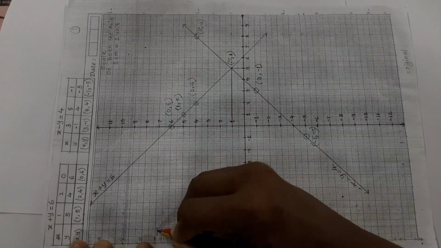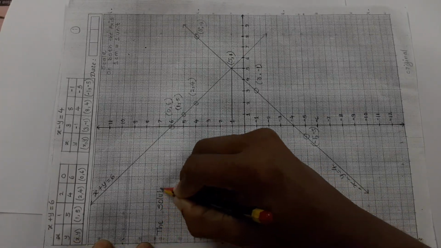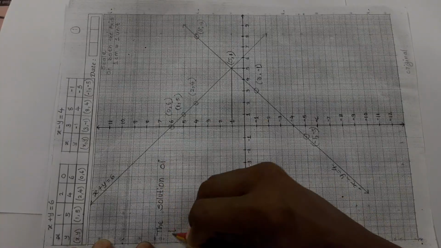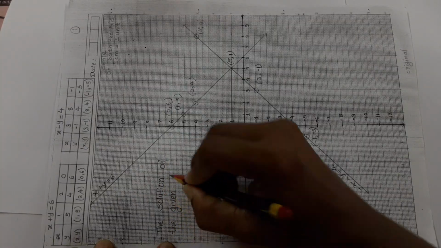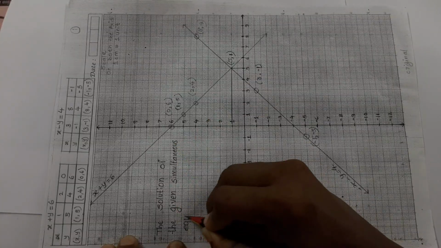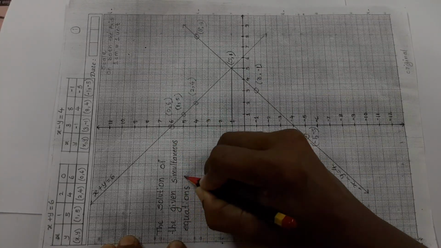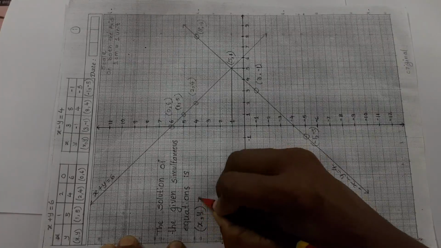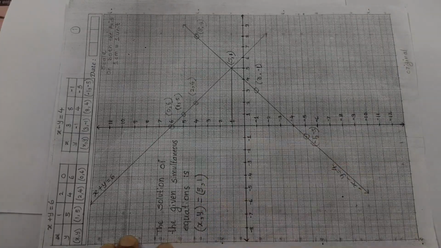So I write down here solution. The solution of the given simultaneous equations is xy is equal to 5, 1.